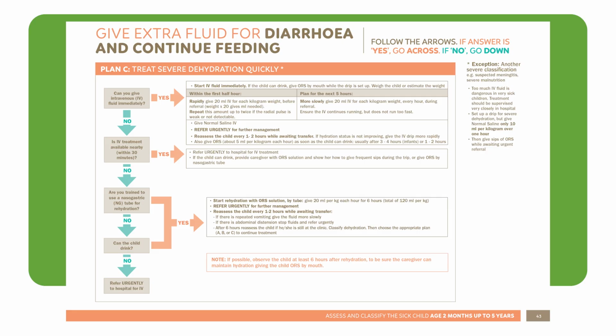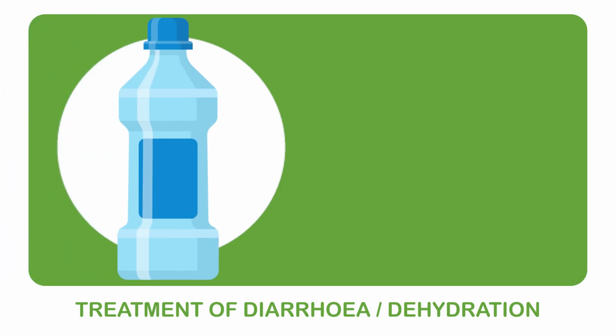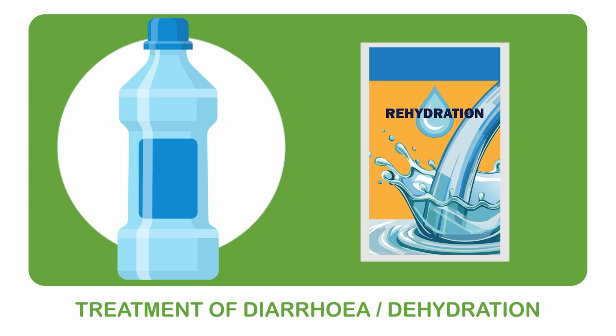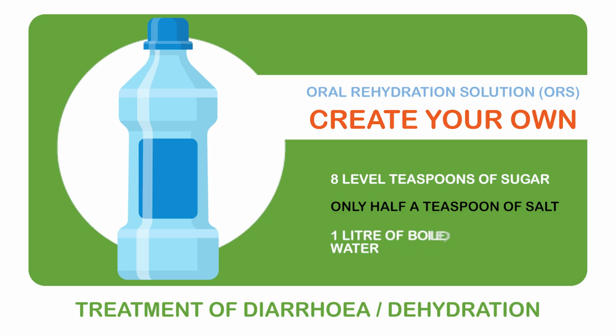For Plan B treatment, start giving the patient oral rehydration fluid immediately. Either mix and administer a packet of rehydration salts from the clinic, or you can create your own by mixing 8 level teaspoons of sugar and only a half teaspoon of salt in 1 liter of boiled, cooled water.